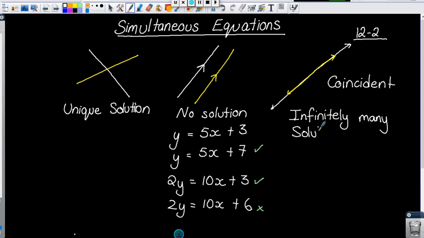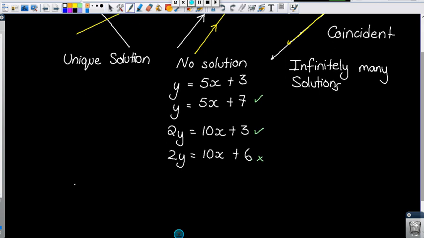And that sort of makes sense because they're lying one on top of the other. So this is a point, this is a point, this is a point, and so on, right? Infinitely many. And as we said, that would be when we've got one line being a multiple of another line. We groovy with that?